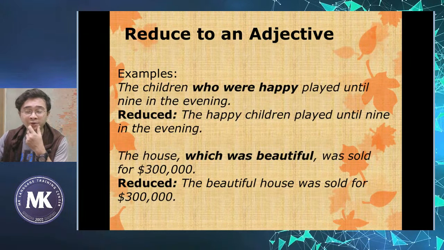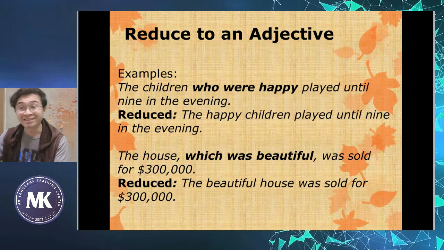Now remember, remove the relative pronoun, remove the be verb, and the adjective that was left should be moved before the noun that it modifies. So here, it modifies the word house. It means we need to put the word beautiful before the word house. So for the reduced form, we can say the beautiful house was sold for $300,000. This one's quite easy, right?